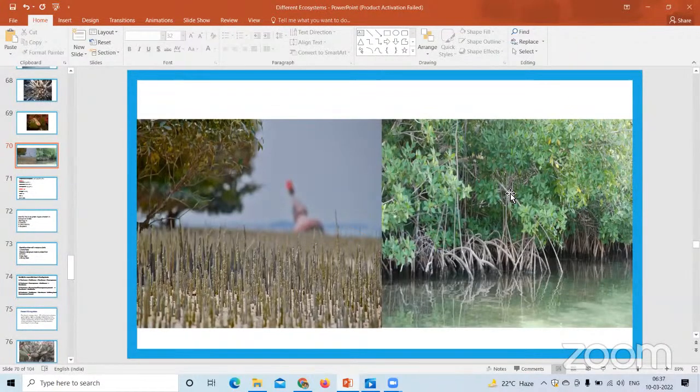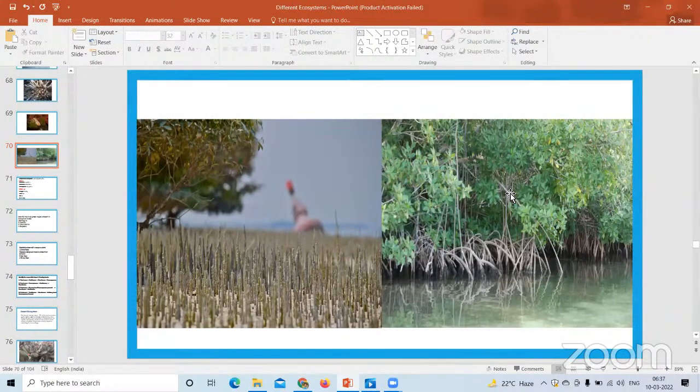Actually, they are present in the seashore. They always have tides, high tide waves. So they have to protect themselves and they have to stand directly in the soil, in the sand. So they take the support from the stilt roots. And these mangrove plants protect the seashore from the high tides or high tidal waves. The mangrove ecosystem is one kind of aquatic ecosystem.